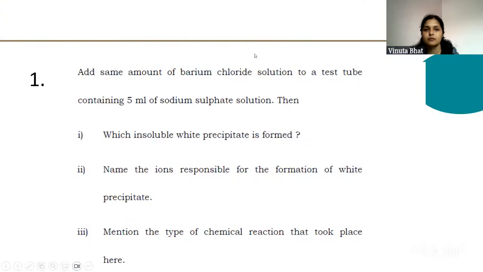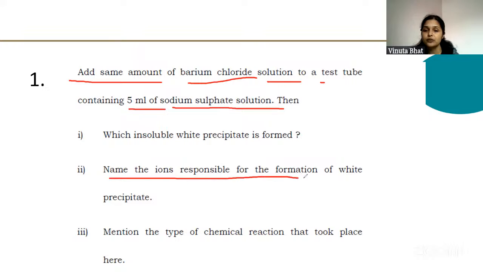First question is, add the same amount of barium chloride solution to a test tube containing 5 ml of sodium sulfate solution. Then, which insoluble white precipitate is formed? Second, name the ions responsible for the formation of the white precipitate. Mention the type of chemical reaction that took place here. So this is a 3 mark question.